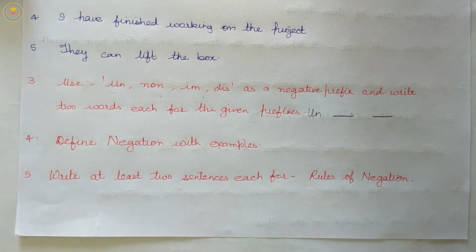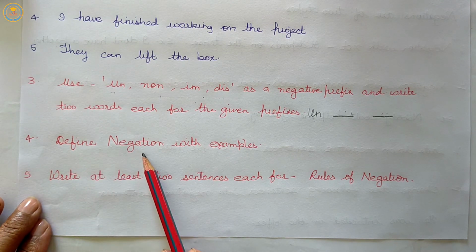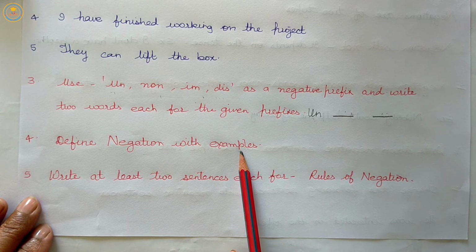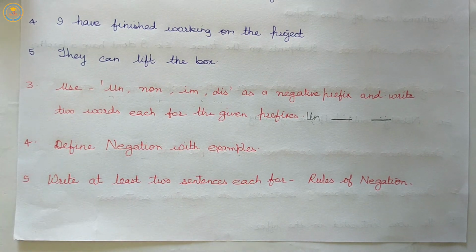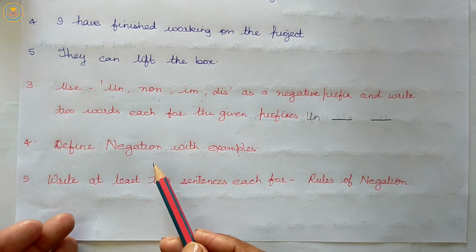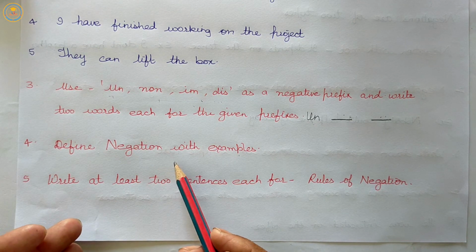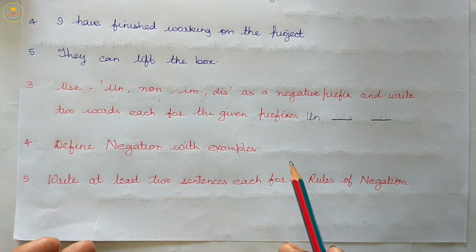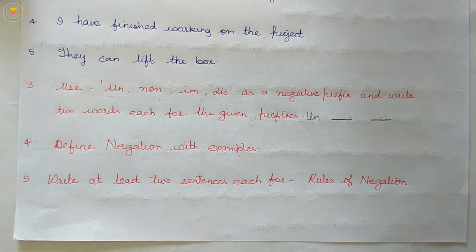Next, our first starting point, that was definition. You will have to define what negation is. Define negation with examples. Whatever you have read in this topic, you will have to write in simple 1 or 2 sentences what negation is, what you mean by negation, along with 1 example.